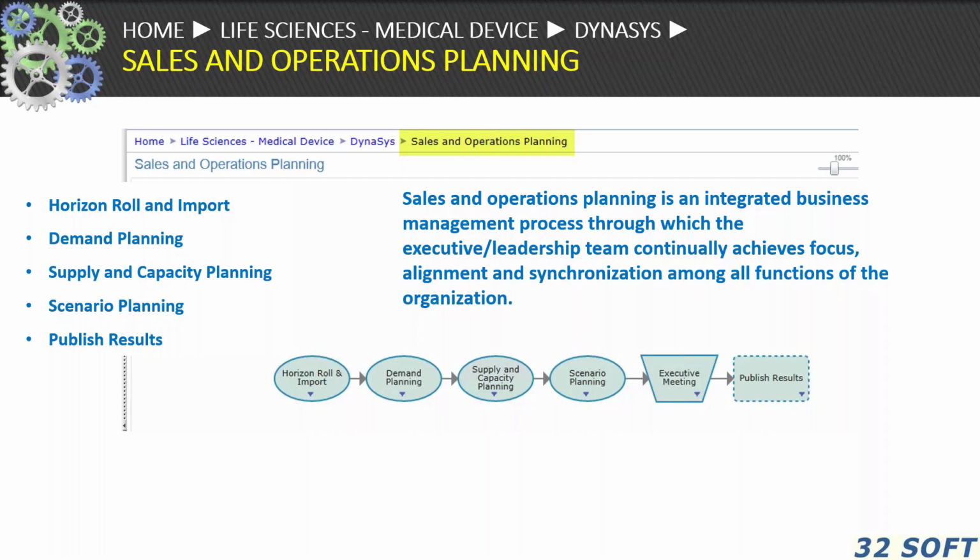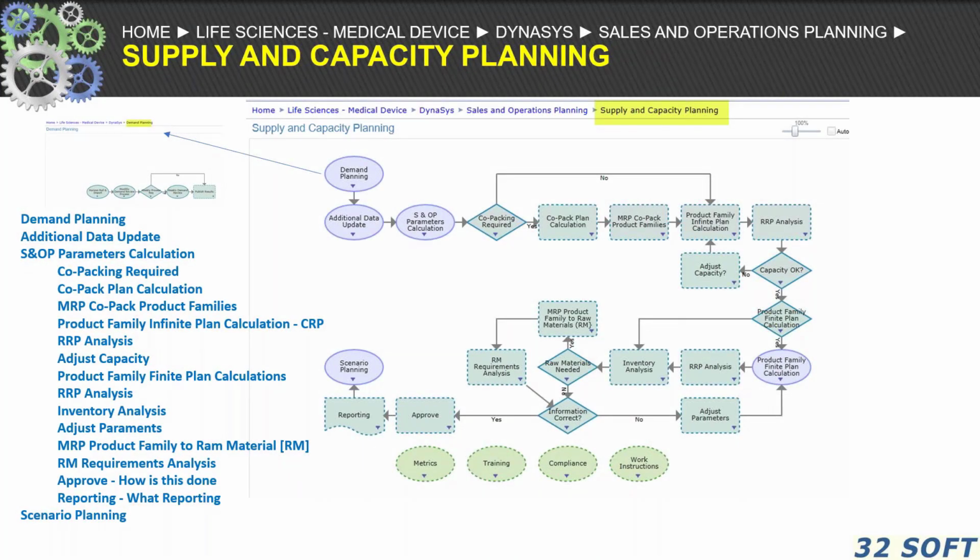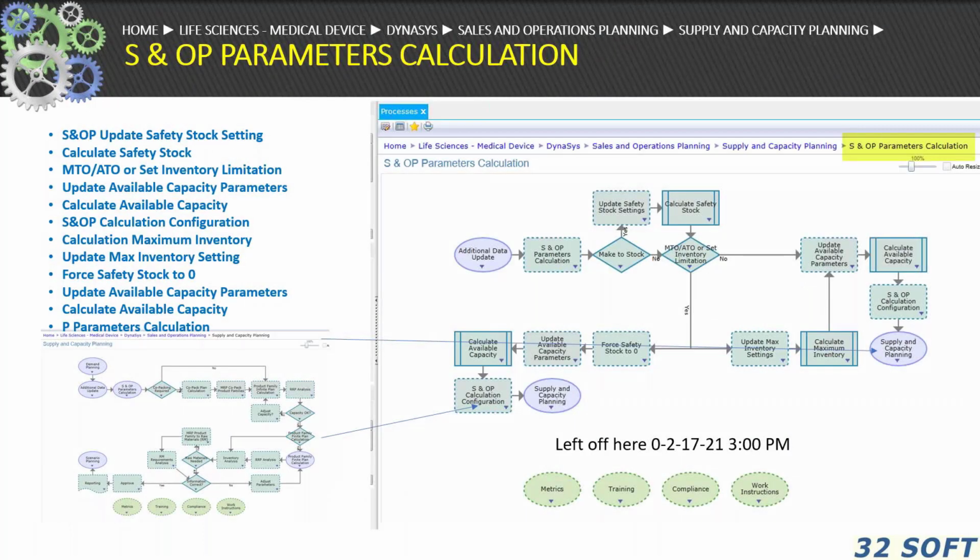After the horizon roll and import, if the demand planning is required, you can go through supply chain calculations. There's also a scenario planning function. The supply calculation planning looks at any co-pack impact calculations. It calculates product family infinite plan as defined through our discussions of MRP in capacity planning process, and through rough cut planning or resource requirements planning. It then adjusts capacity if necessary to generate the finite plan.